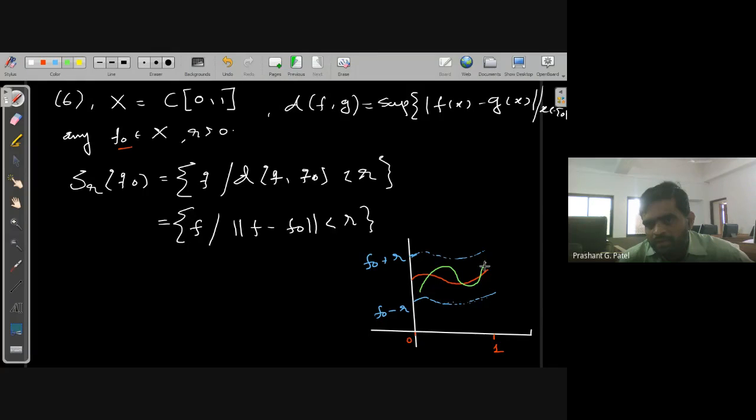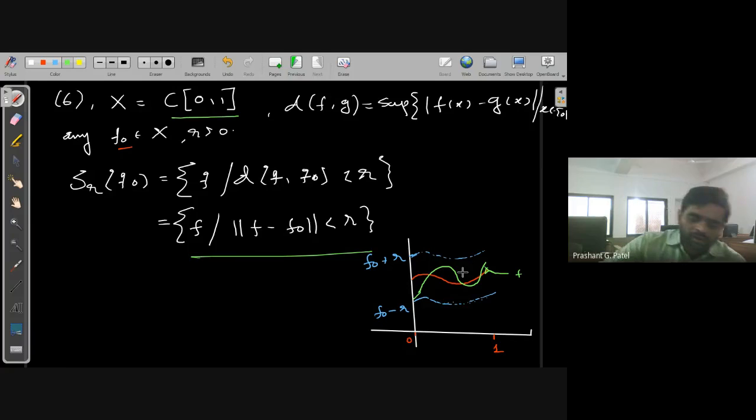I can say this is your function f. So all the functions which you can define over this strip, that is, between f0 minus r and f0 plus r, all the functions in this strip belong to this neighborhood. So this is geometrically how the neighborhood in C[0,1] is defined. The radius of this will be 2r, that we can say.